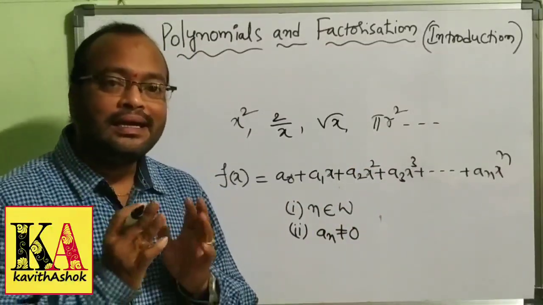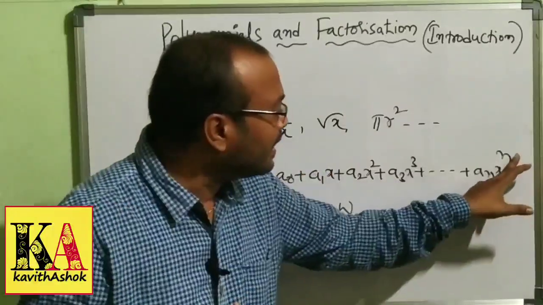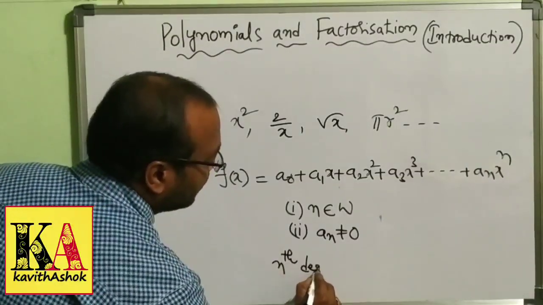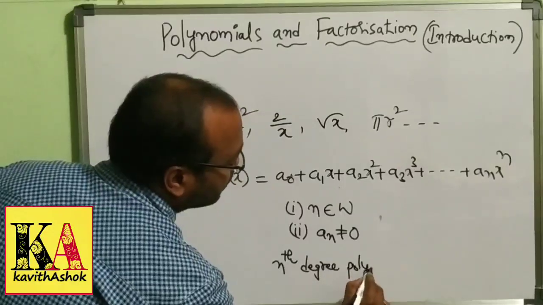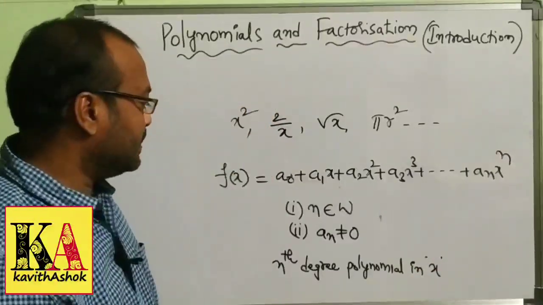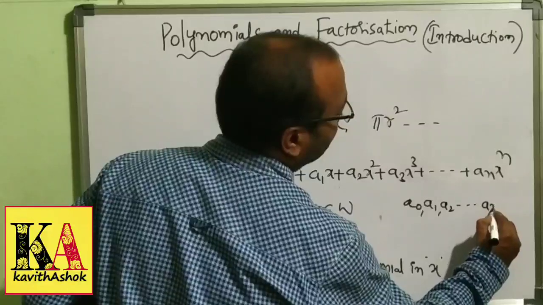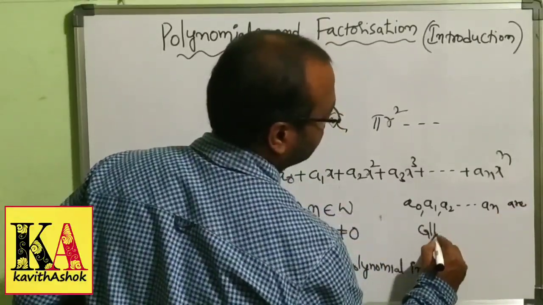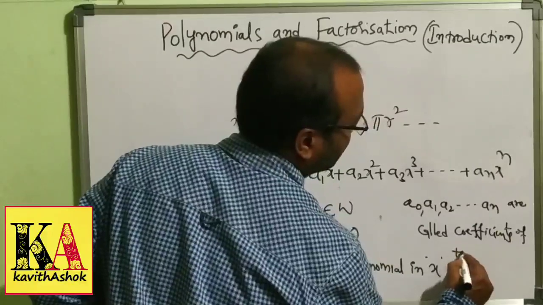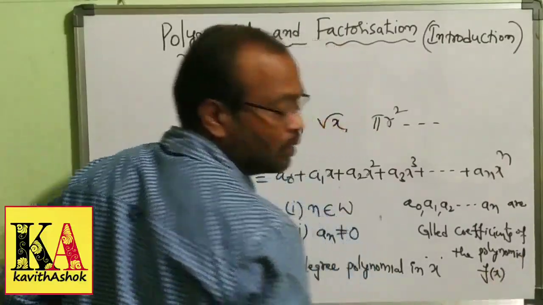What is meant by the degree? Degree means the highest power of the variable. Here only one variable is there, x. The highest power is what? n. That's why this is called an nth degree polynomial in x, in the variable x. Right. Here a0, a1, a2, and so on, an are called coefficients of the polynomial f of x.